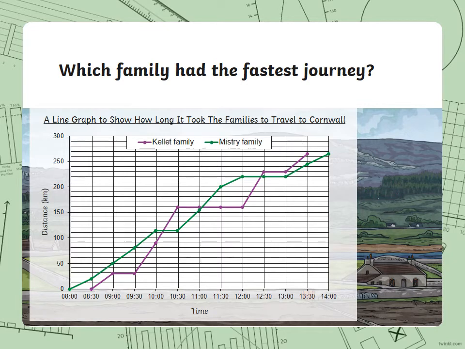Now have a look to see which family had the fastest journey. Pause the video while you decide. So starting with the Mystery family, which is the green line, they set off at 8 a.m. and arrived in Cornwall at 1400, which is 2 p.m. The Kellett family set off half an hour later at 8:30 a.m. but they arrived in Cornwall half an hour earlier than the Mystery family at 1:30 p.m. So the Kellett family had a faster journey.